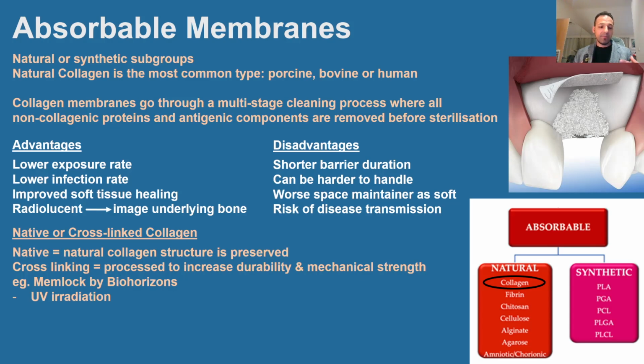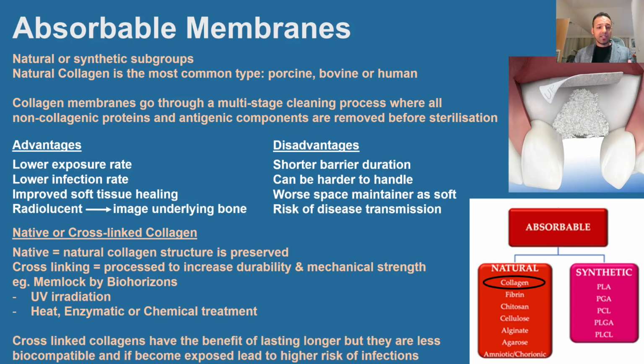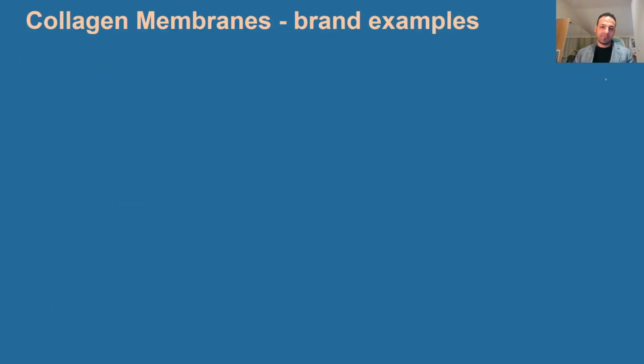And how do we cross-link a collagen membrane? Well, there are different methods of making it into a cross-linked form. UV irradiation is used to make it cross-linked. There's heat, enzyme, or chemical treatments that can be used to make that membrane into a cross-linked form. Cross-linked collagens also have the benefit of lasting longer, but they are less biocompatible, and if they become exposed, they lead to a higher risk of infection. That's the disadvantage with cross-linked membranes.